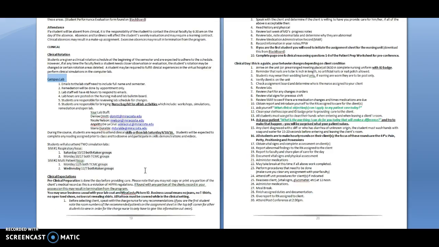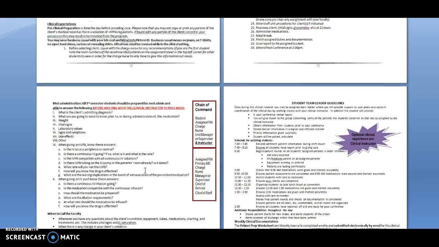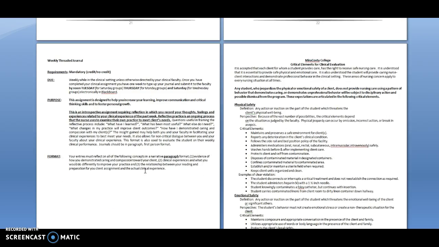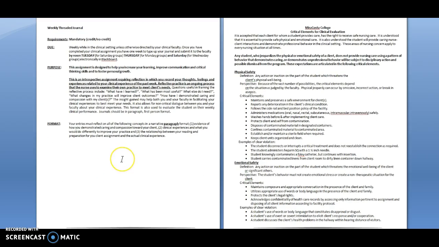Clinical expectations, you can read through these. Like I said, you're going to go over it with your clinical instructor. Then we have the expectations of what should be in your weekly journal. It's a journal. It means that there's paragraphs and complete sentences, and it's reflective. We do have evidence-based information that this is great information for you, and it helps you mature and develop your practice as a nurse.